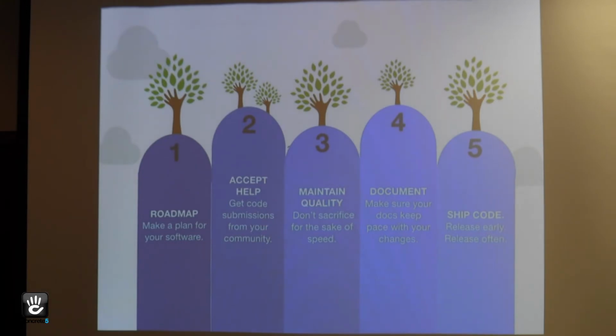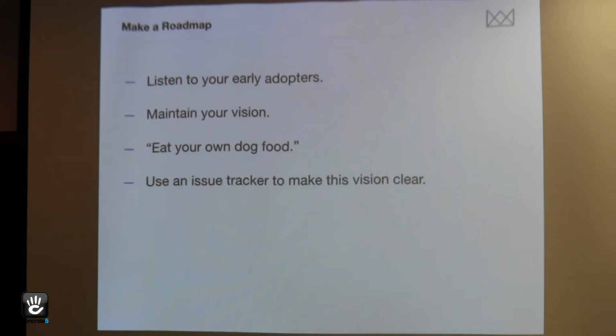We're going to do that by making a roadmap, getting help, keeping that software quality high. You've got more people working on it, continuing to document the thing, and just keeping that cycle going. So first, make a roadmap. Listen to your early adopters. These are the people that have just come on. They're invaluable when it comes to determining how your software is going to go. That doesn't mean you do everything that everyone says. Listen doesn't mean do everything that everyone says. It just means take in their feedback, and there's probably truth to it, even if you're going to figure out how to implement that truth.